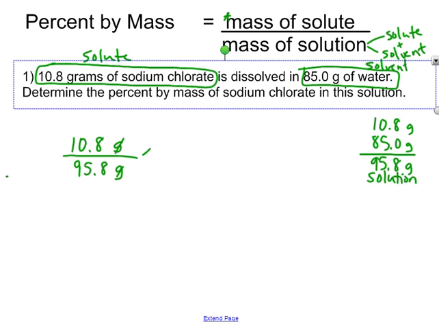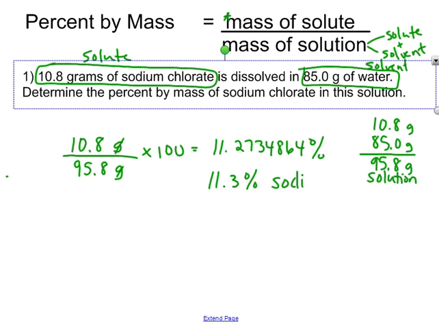Okay, grams will cancel. We're going to multiply that by 100, and if you do this in your calculator, you get 11.2734864%. Of course, that's way too many significant figures. If we go back and take a look at all of our measurements, they all have 3 significant figures, so this becomes 11.3% of sodium chlorate in the solution.